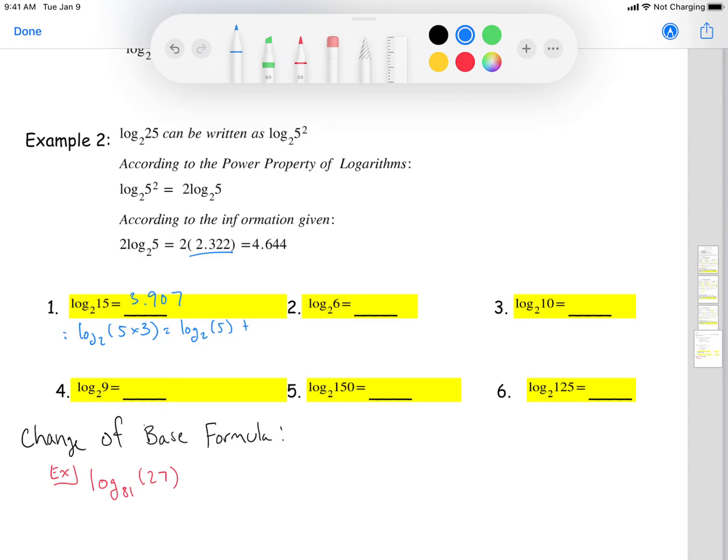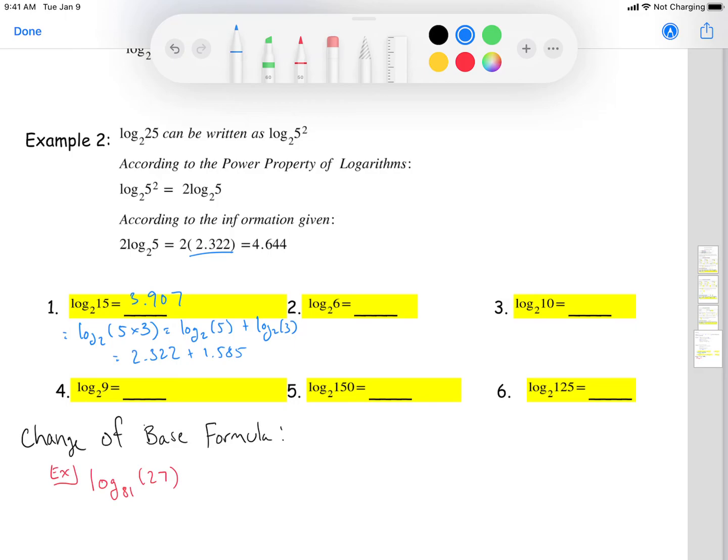It's not times, it's log base 2 of 5 plus log base 2 of 3. And log base 2 of 5 is? 2.322. And log base 2 of 3 is? 1.585. And when I add them together, I get 3.907. Perfect. Okay. What about for number 2?